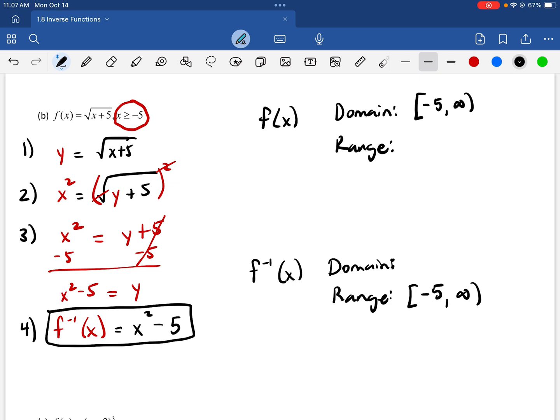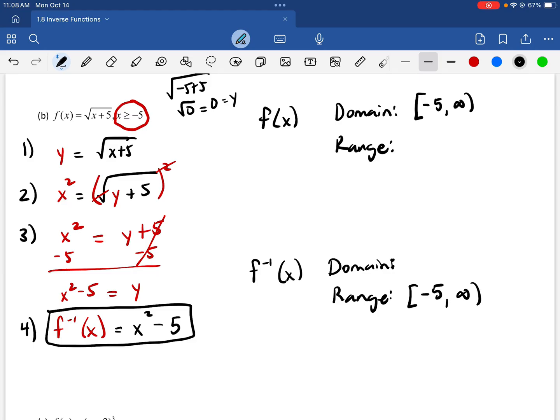Then to figure out the range, if you were to graph this function, thinking about this negative 5, which is the x coordinate of the vertex, if we plug negative 5 into that equation, that's going to give us the square root of 0, which is 0. So the y coordinate there of that vertex, which is where this function starts, since it's a square root, tells us that the range is going to start there.